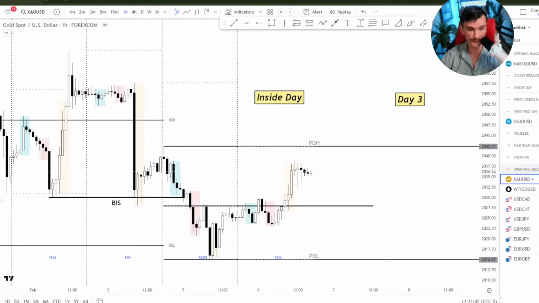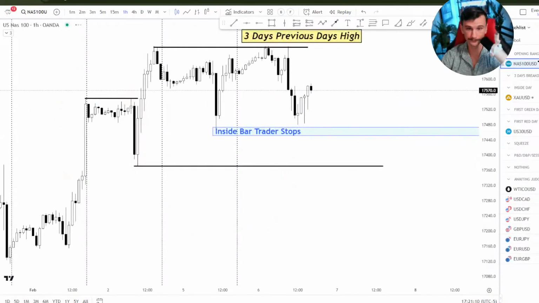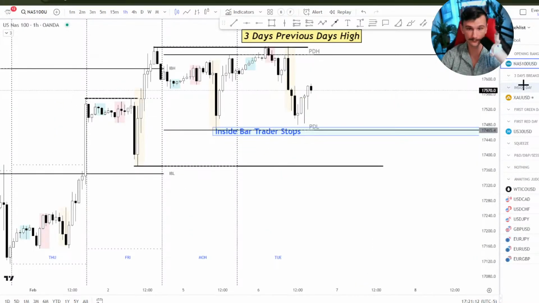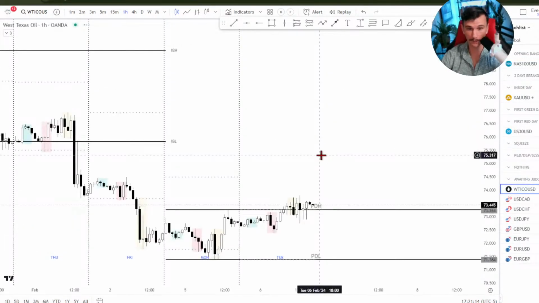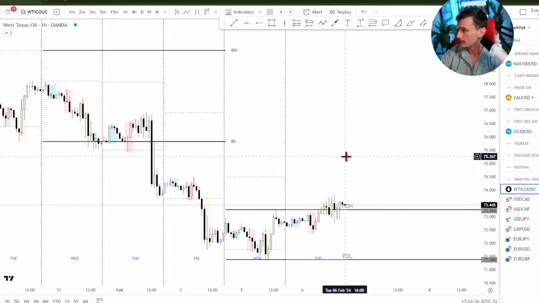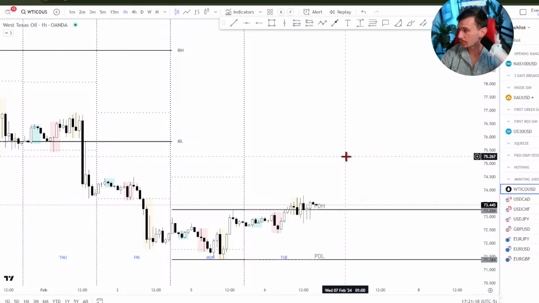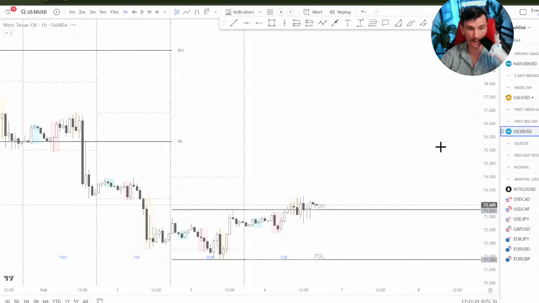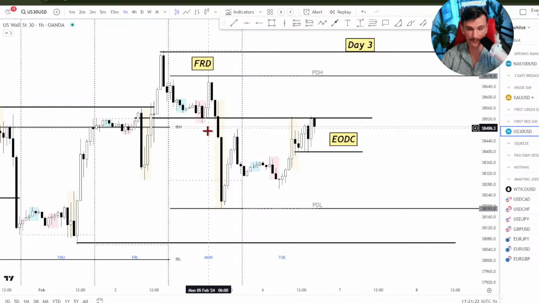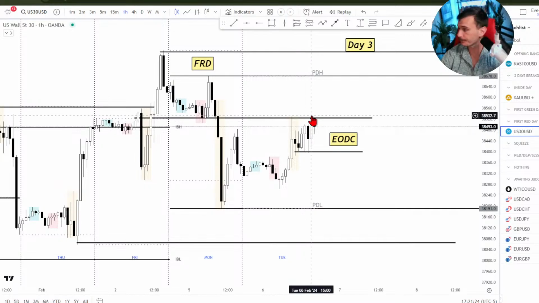Okay, gold, inside day. So I'm going to put this in the inside day category. And I'm going to go on to oil. So US 30, I put that in first red day because of the first red day from 2 days ago that has not eventuated yet.